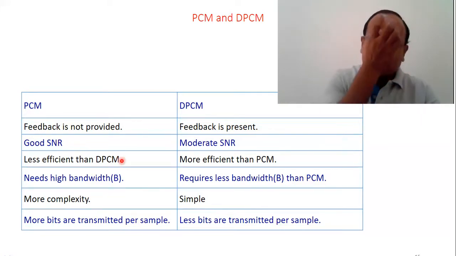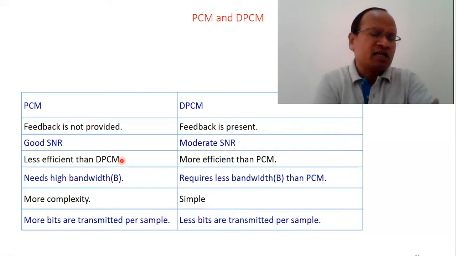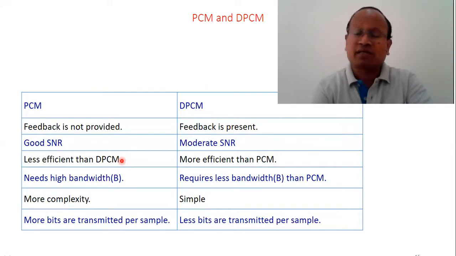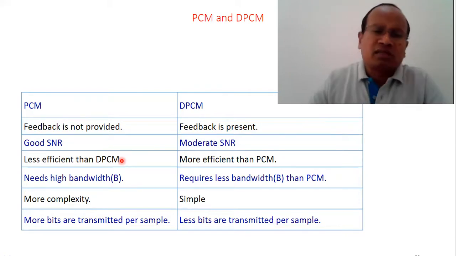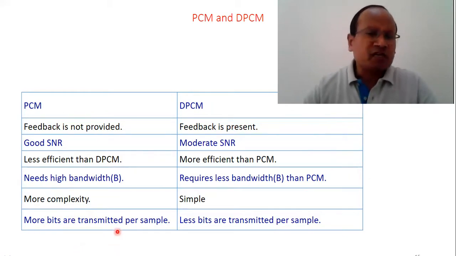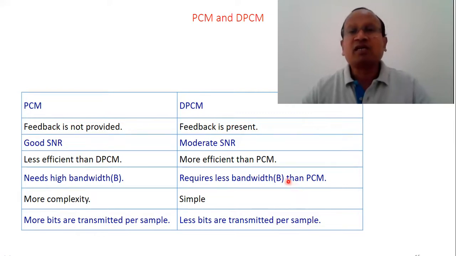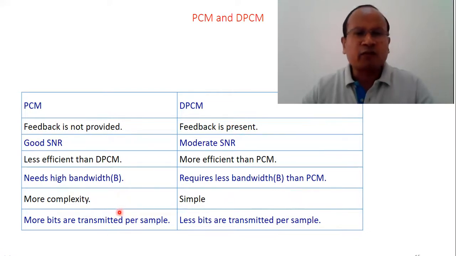In PCM, the complexity is a little high as compared to DPCM, whereas in DPCM you have seen that there are simple blocks called the quantizer, the comparator, and the predictor. That's all. Quantizer, comparator, and predictor are the three main blocks, rather than using a larger number of stages. More bits are transmitted per sample in PCM, whereas in DPCM fewer bits are transmitted per sample, and this is related to the bandwidth. More bits are transmitted per sample, therefore the bandwidth required is more in PCM, whereas in DPCM the bandwidth required is less.